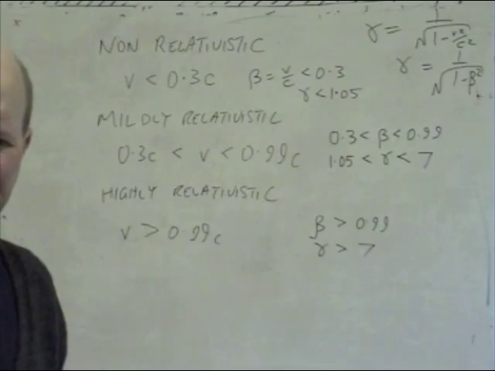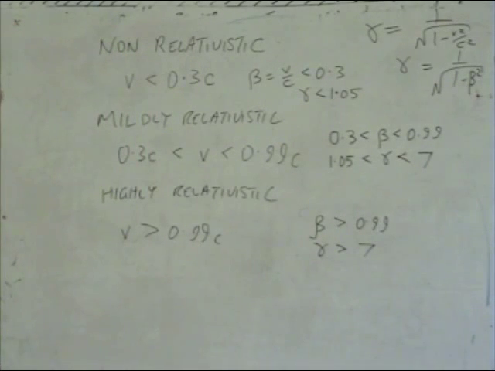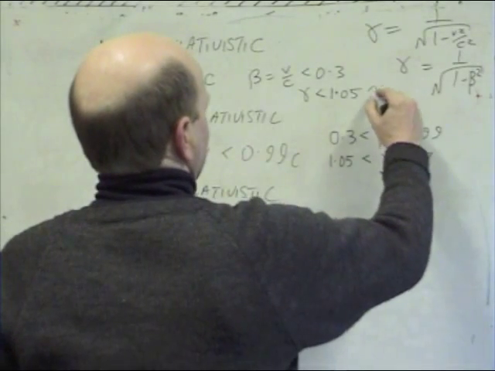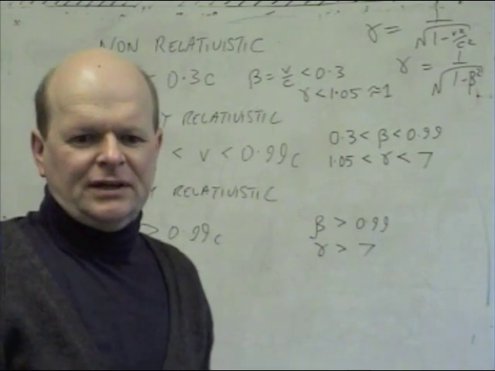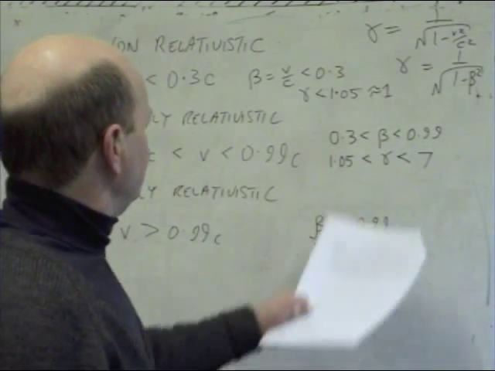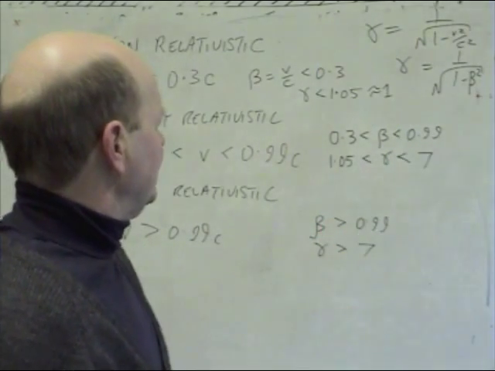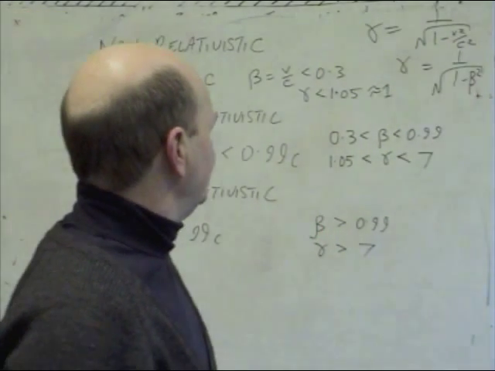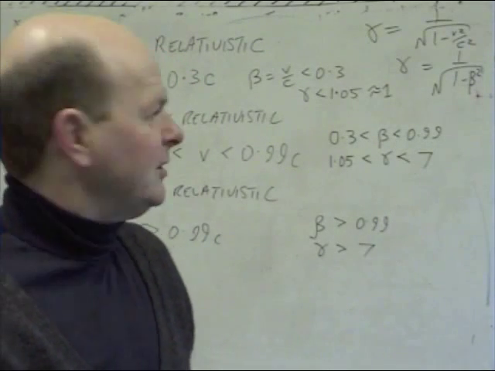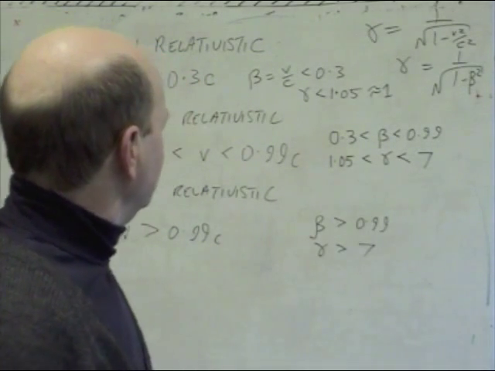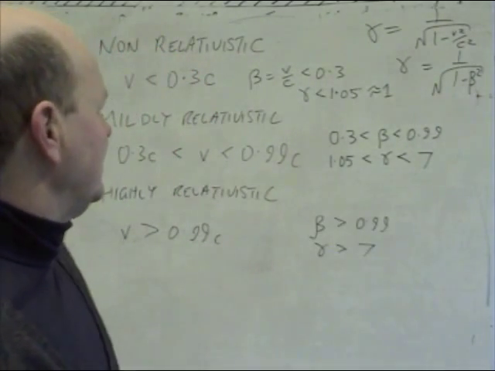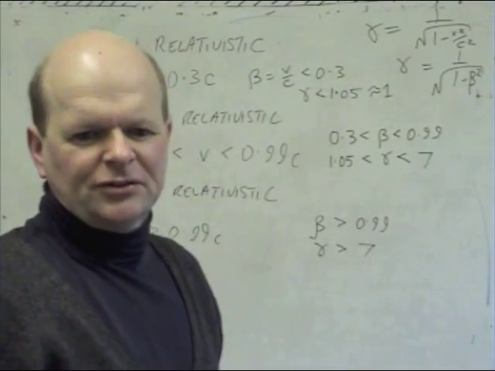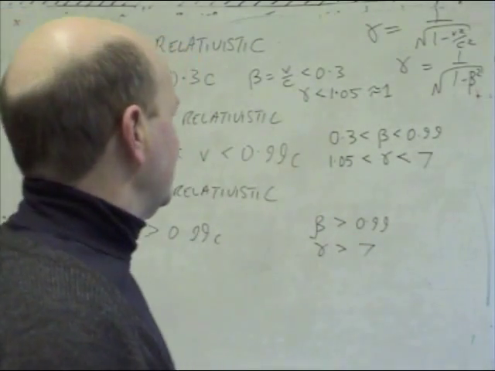Now when you're making approximations, it's worth remembering that I'm perfectly happy with non-relativistic particles being treated as if gamma was approximately 1. So if you set gamma equals 1, I won't mind. Mildly relativistic particles, beta and gamma, are both significantly different from their non-relativistic values. So beta is greater than 0.3 and less than 0.99, and gamma is between 1.05 and 7. So in the mildly relativistic regime you can't approximate either beta or gamma to anything that saves the algebra.